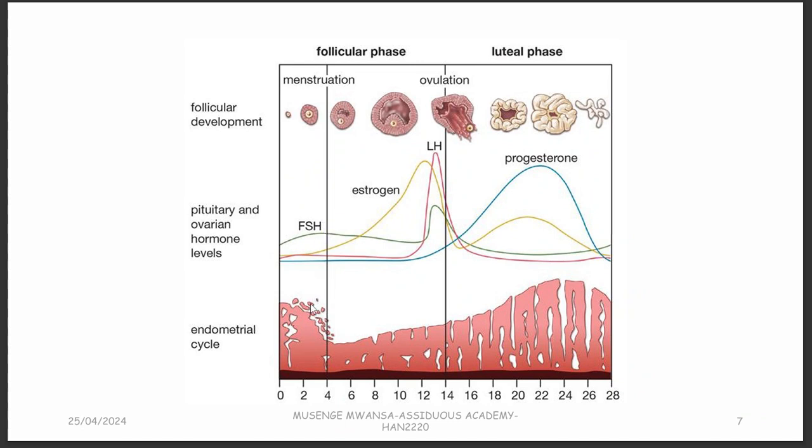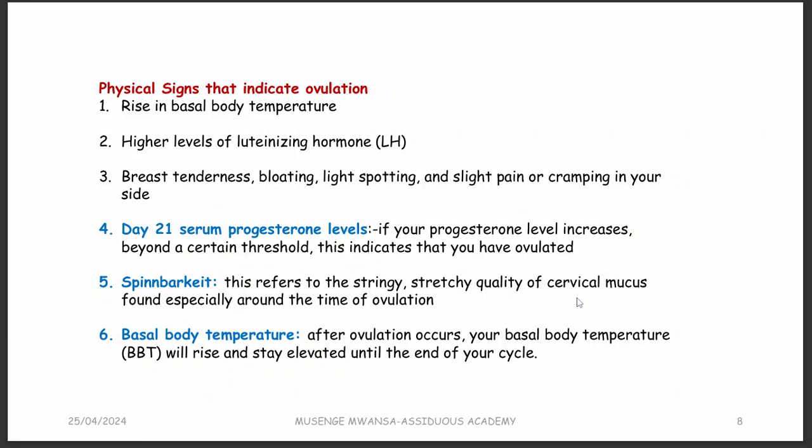So what happens is that on the 14th day in the menstrual cycle, luteinizing hormone is released, and that luteinizing hormone is going to cause ovulation, the release of the egg. And you can see the endometrium continues to proliferate. It is continuously becoming thick because it is preparing in case the egg is fertilized, so that it can be implanted.